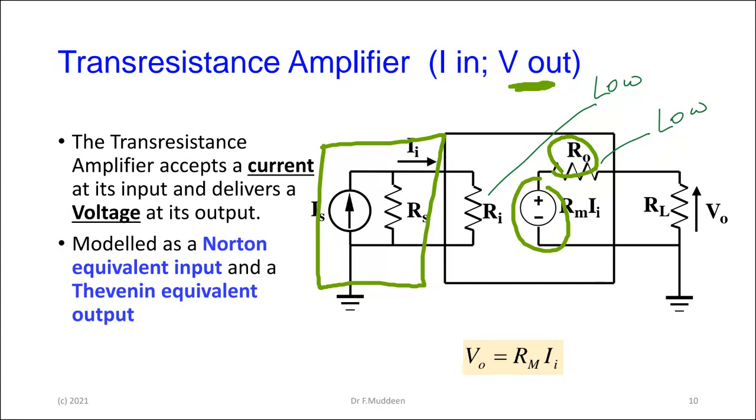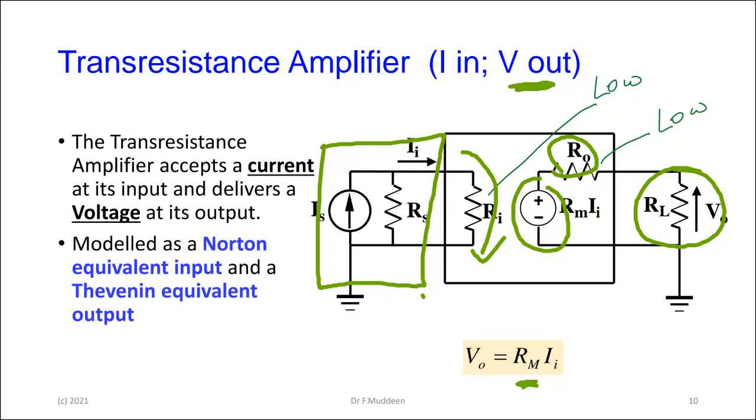The low input impedance so that when the current flows in, most of the current is going to flow through the input resistance of the circuitry, and then a low output resistance so that the voltage is dropped across RL with as little loss as possible. And the amplification characteristic, of course, for this device is the transresistance, which is the ratio of output voltage to input current.